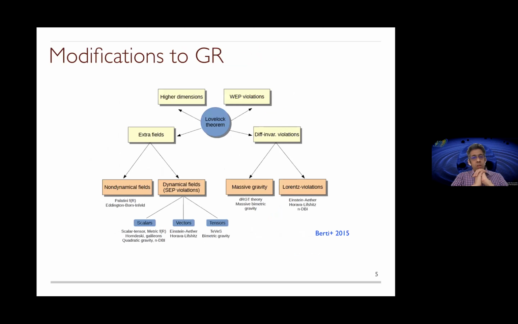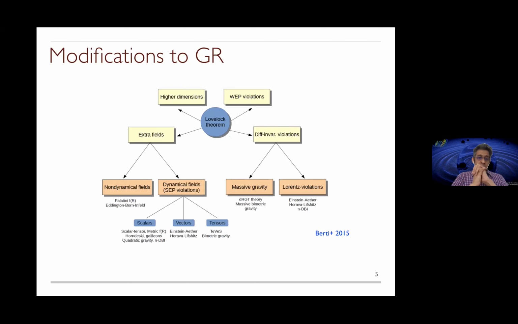Now let's ask what we generically expect out of a modification to GR. There are many ways of approaching it. I have just taken a figure from a review article by Berti and others, where they invoke Lovelock's theorem to talk about how we can break GR and get modified theories of gravity by invoking, for example, extra fields or higher dimensions or weak equivalence principle violations or diffeomorphism invariance violations and so on. There are different ways in which you can break or modify GR.